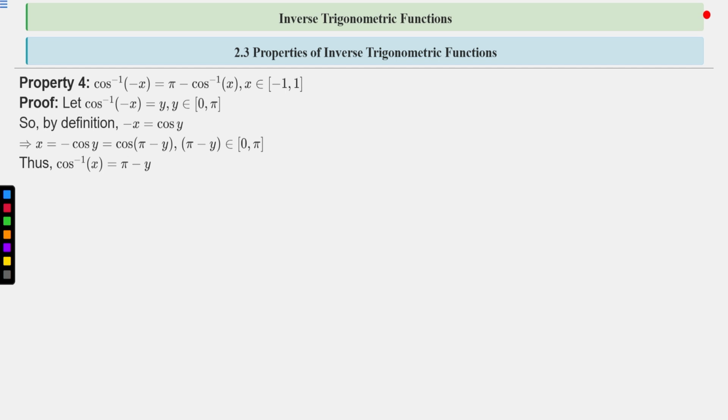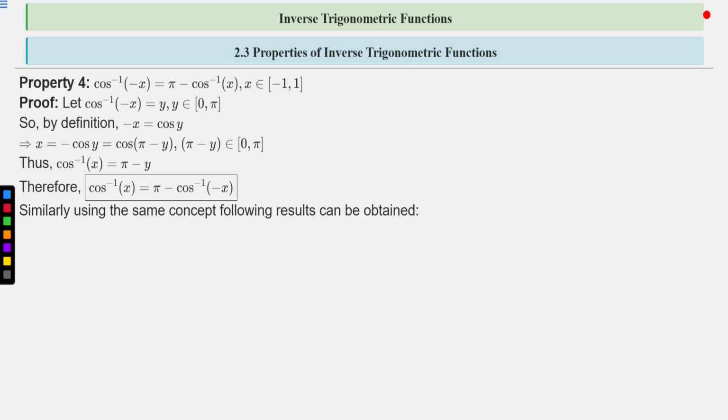Thus we can say that cos inverse x will be equal to pi minus y. Therefore, cos inverse x will be equal to pi minus cos inverse of minus x, right? So we have proved this: cos inverse x is equal to pi minus cos inverse minus x. Got it?